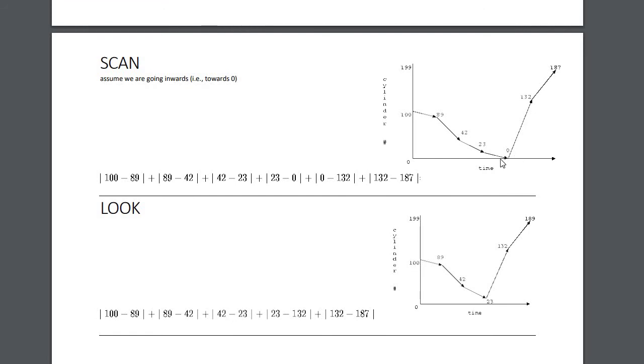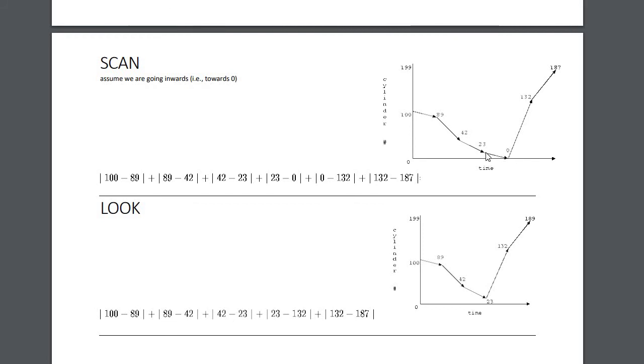So here, why are we moving? While we are hitting 0 in a SCAN, we need to hit the boundary. Technically 0 is not a cylinder which we need to access, but in this SCAN we need to hit the boundary and then bounce back. So we are traveling across from 23 to 0, which is not required technically.